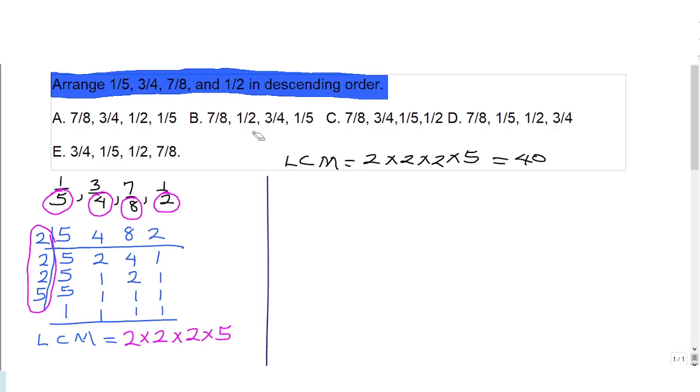Now the next step is to compare all these numbers with each other, with our 40, with our LCM. We check the proportion, how many portions we can get here, how many portions we can get here. We will write this first number, 1/5 of 40. The next number, 3/4. This is 4.